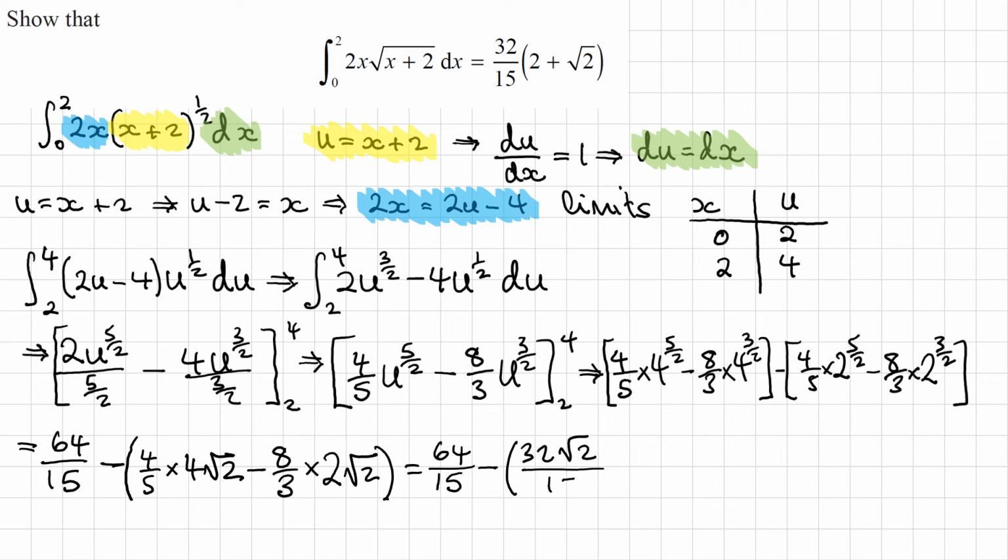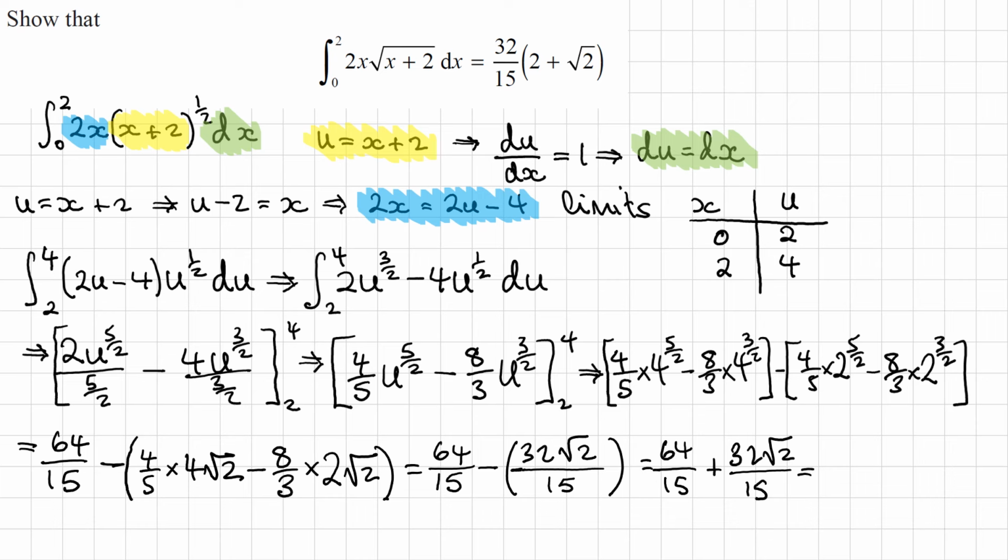Even if we wanted to, this could be worked out all manually without having to go for a calculator. And in fact, you can probably work it out quicker manually than you could type it on a calculator. Right, so yeah, it's minusing a negative. Sorry, I forgot about the negative there. So we've got 64 over 15 plus 32 root 2 over 15.